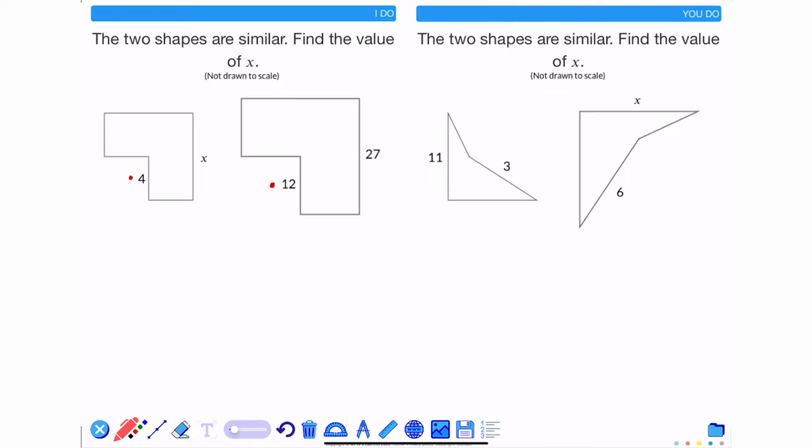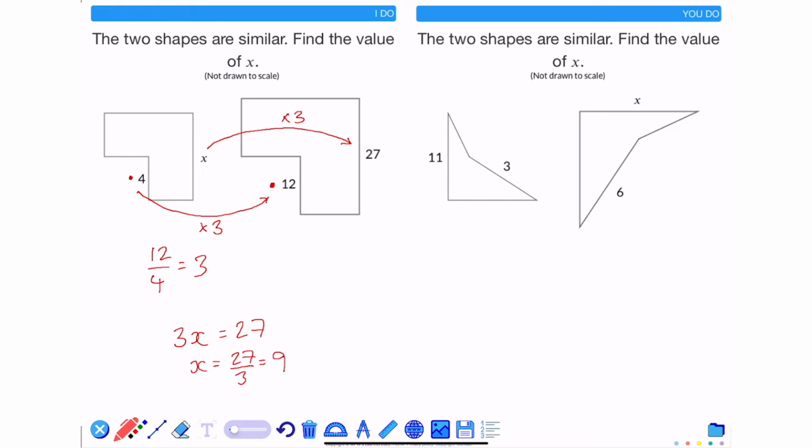They have a scale factor. To calculate the scale factor, 12 divided by 4 is equal to 3. This means that the larger shape is 3 times bigger than the smaller one. Knowing that multiplying x by 3 will give me 27, we can say that 3x is equal to 27. So, dividing both sides by 3, x would equal 27 divided by 3, which is equal to 9.